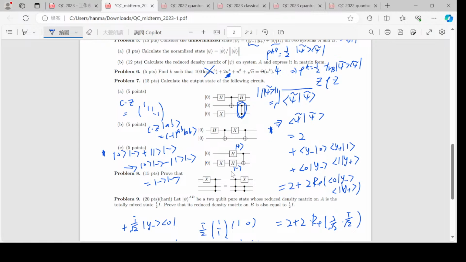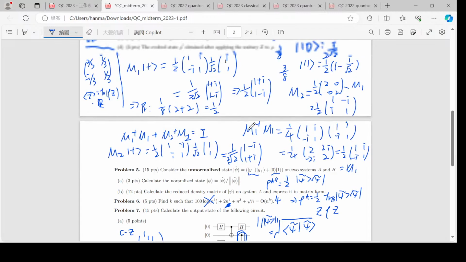Okay, and also this thing is CCZ, and what you do is you turn ABC into -1 to the ABC. Okay, and so where is our blank space?